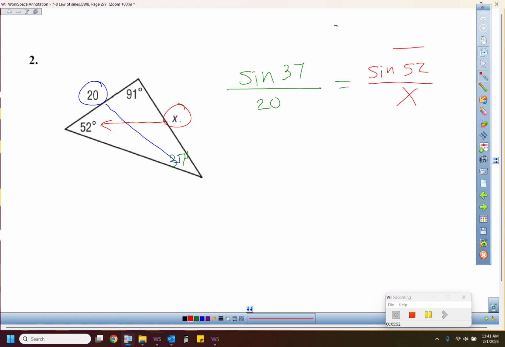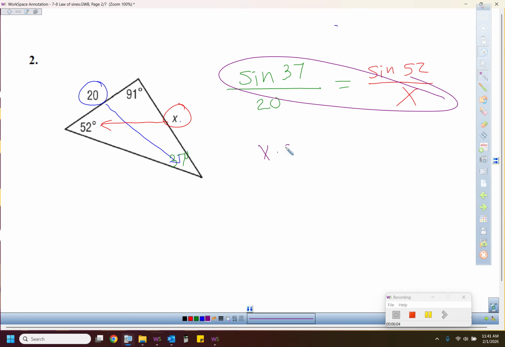This is the hardest part: setting up the proportion. It's like, okay, who's going to be proportional to each other? Once we get this, it's gravy, baby, because we just cross multiply. All right, it's going to be x sine of 37 equaling 20 sine of 52. And then our move is to get rid of this. There is a times sine of 37, so x is going to equal this whole thing over here divided by the sine of 37.